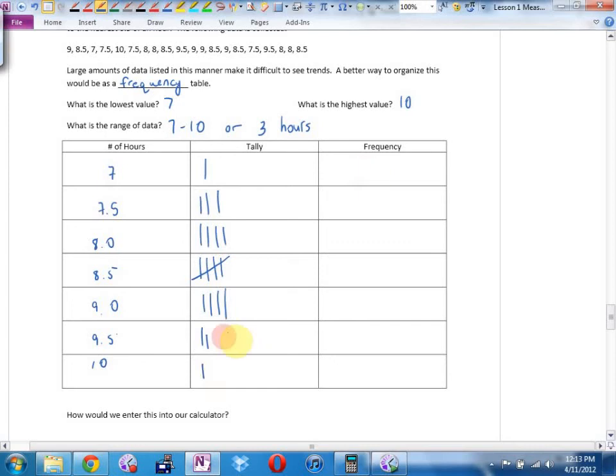Frequency is this translated to numbers: 1, 3, 4, 5, 4, 2, 1. So this is how, if they give you a bunch of data and tell you to create a frequency chart, Tanner, you do a quick tally.